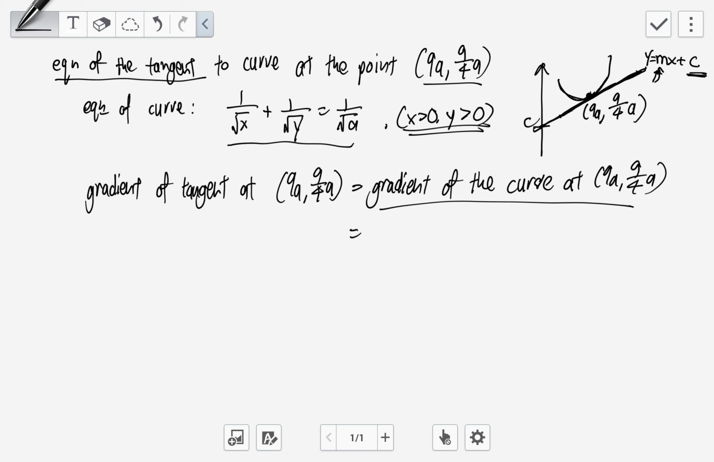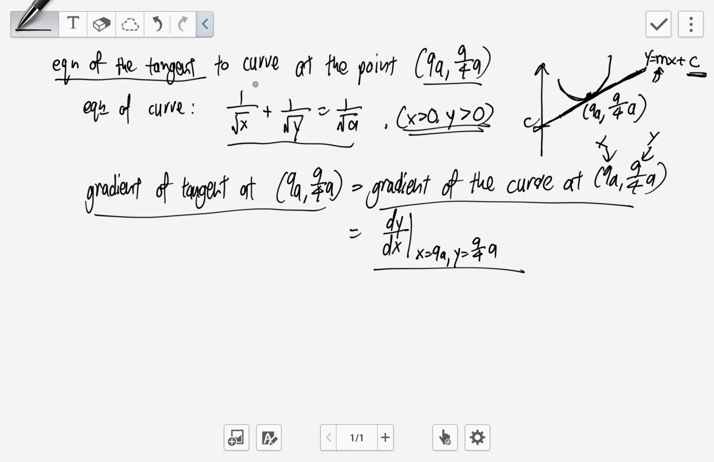And how do we find the gradient of the curve? Recall that dy/dx is the gradient. If I find dy/dx of this curve and then substitute 9a into x and 9/4a into y, I will be able to get the gradient at this point. So we need to try to find this. When we find this, we find the gradient of the tangent. Right, so let's try to find this.